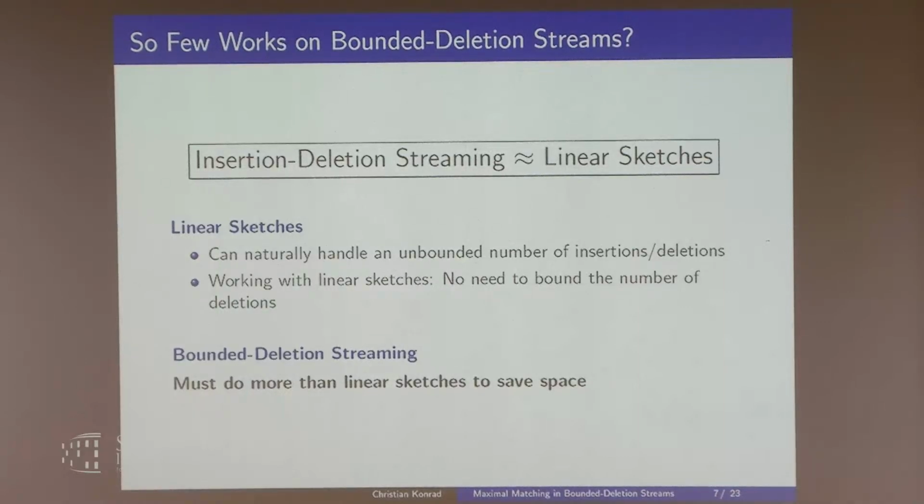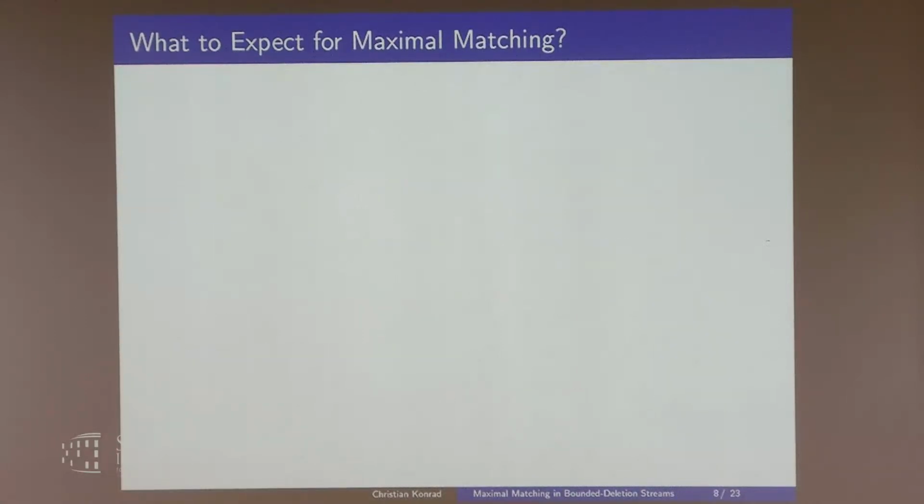Okay, so now when it comes to maximal matching, what should we expect in terms of this parameter k, the number of deletions? So, Andrew? Total number of deletions overall. Thanks.